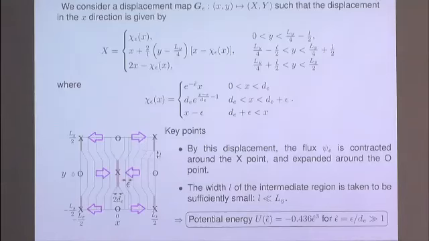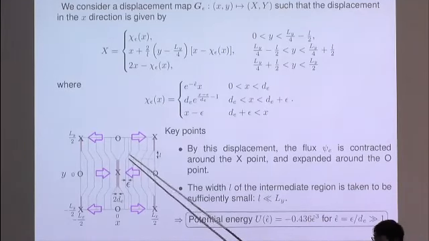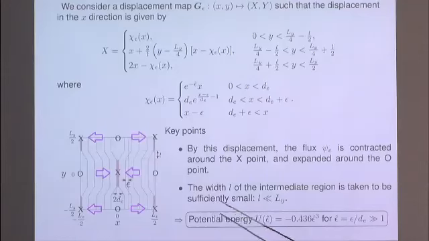And also, the width L of the intermediate region between expansion and contraction must be taken to be sufficiently small. We can find that only in this intermediate region the potential energy tends to increase. So in order to minimize the potential energy, this intermediate region must be taken to be small. And then finally, we can find the potential energy decreases in the cubic power of epsilon, which is steeper than the linear regime.